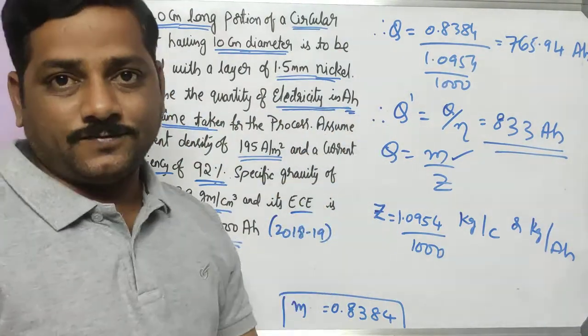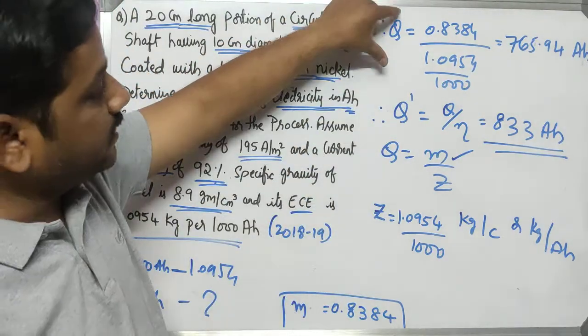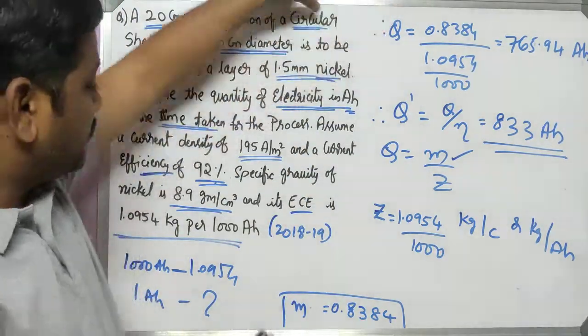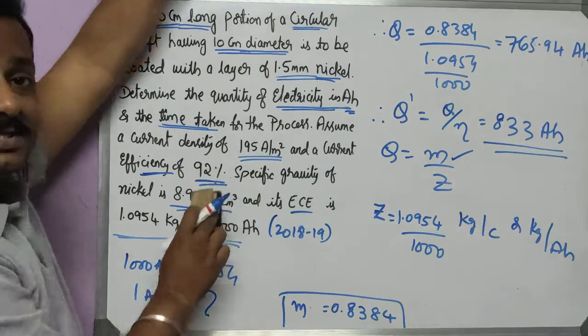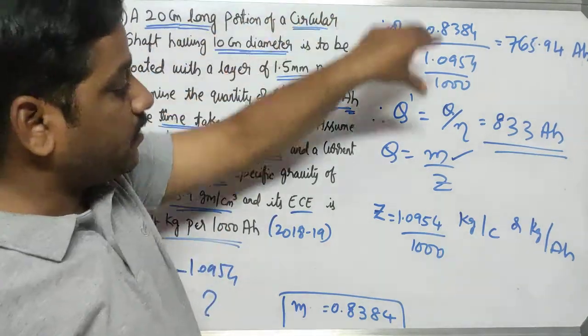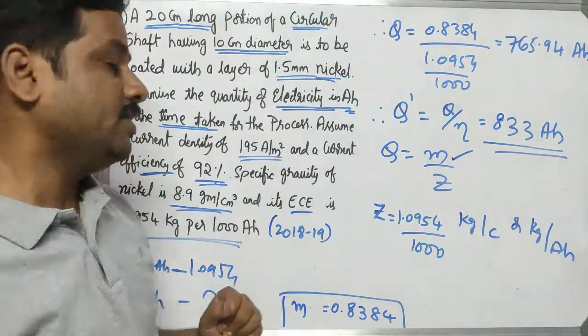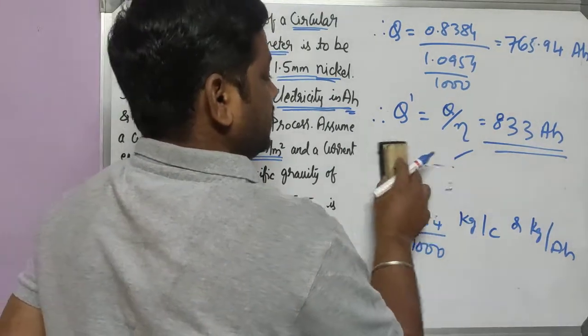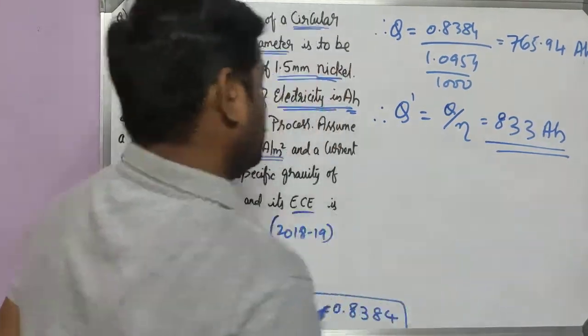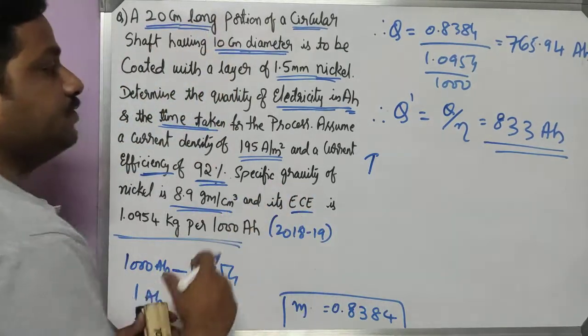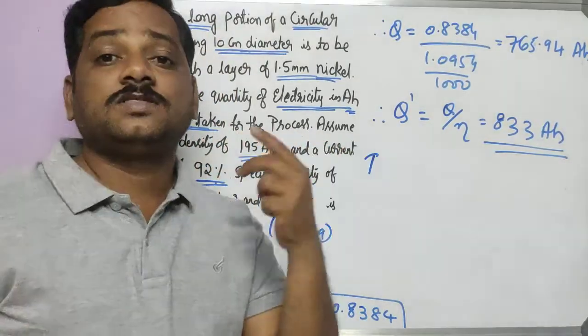I hope this is clear for you. Just don't stop your solution here, because this is the theoretical part. In the question they have mentioned that the current efficiency is 92%. So you have to substitute it and get the actual value. Once after getting this, next let us move to the last term, that is time. They asked you to find the time taken for this process.